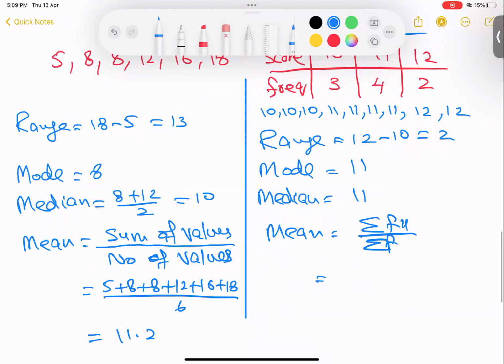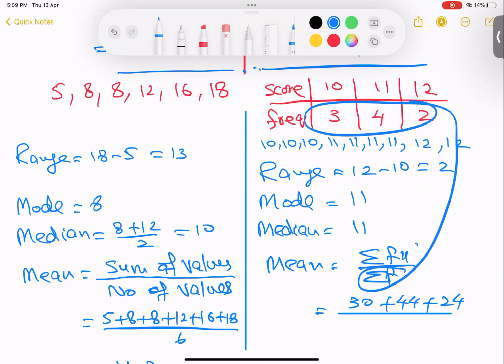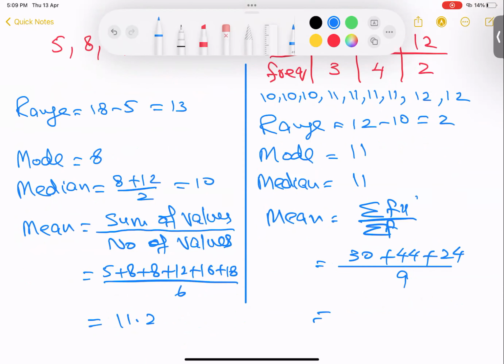And what about this? Here, what does sigma fx mean? Multiply. So multiply 3 into 10, I get 30. Again multiply, 11 fours are 44. And 12 twos are 24. And divide by sigma f, which means add them all. So 7 plus 2, 9. I believe you're understanding. Alhamdulillahi Rabbil Alameen. Divide by 9, and the answer is 10.9 after rounding. The concept is totally clear, and let's go for the next plan.